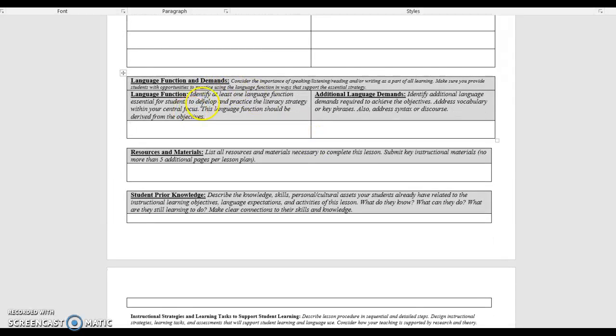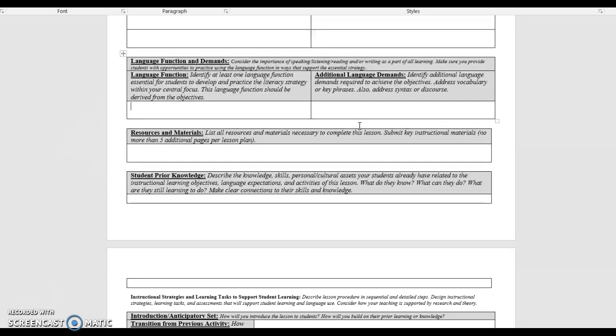Language function is the way that we use language, for what purpose we use language. And so it could be to assess, to explain, to persuade. You need to write down whatever the language function is and apply it to the literacy strategy within the central focus. And it should be coinciding with the objectives. And then you have the additional language demands, and these are demands that are required to achieve the objectives. So this can be things like vocabulary or key phrases, or you can even talk about the syntax or the discourse, which is the kind of writing that you're doing.